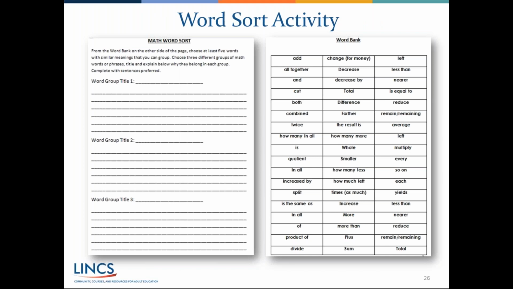Of course, a lot of words that mean one thing in real and regular life, and then in the math life, something completely different, but they can help us to put together a situation into an equation. So this particular activity uses a word bank with a lot of those words, and I ask students to choose at least five of those words that they believe have a similar meaning, develop a title, and then in their own words explain why they believe those words should be in this group together.